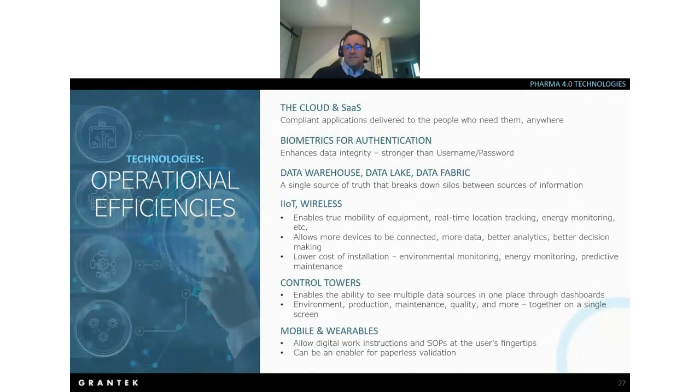Then you have control towers. These enable the ability to see multiple data sources in one place through multiple dashboards. Environment data, production data, maintenance data, quality data, and more can be grouped together on a single pane of glass. Finally, we have mobile and wearables. In addition to the engineering efficiencies, they allow digital work instructions and SOPs to be held at the user's fingertips or in front of their eyes, and they can be an enabler for things like paperless validation.